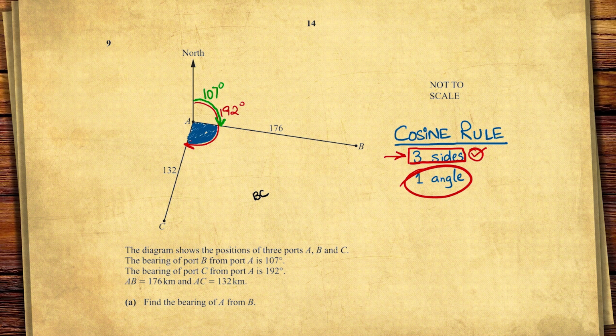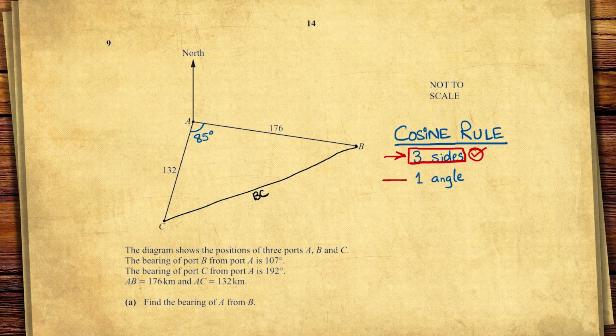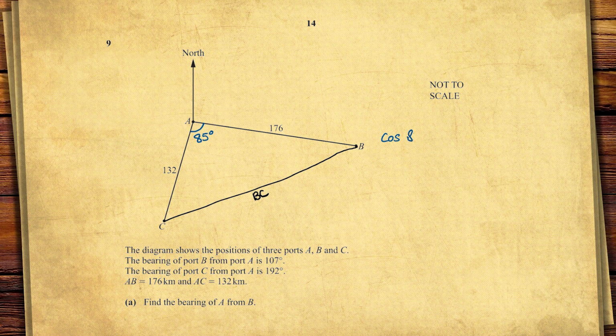Now using this information we can calculate this blue angle inside the triangle. If from this complete 192 degrees angle we subtract this 107 degrees green angle, 192 minus 107 degrees, we will get this blue angle. Let's call it Y. So Y will be equal to 85 degrees, and that means this angle inside the triangle is 85 degrees. Now we have an angle inside the triangle and we can use the cosine rule. And that will be cos of the angle 85 degrees is equal to the square of the sides that are adjacent to the angle 85. The sides that are to the right and to the left of the angle 85. That is 132 and 176.